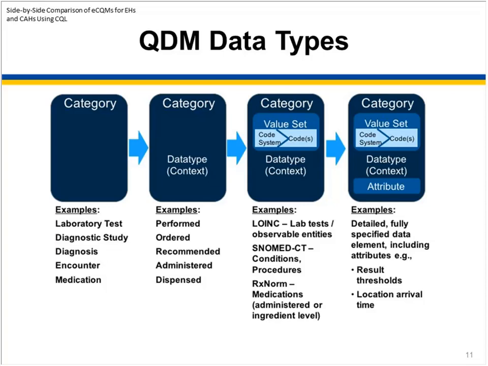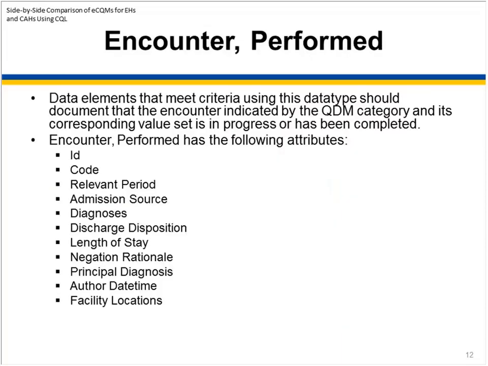And then for a fully specified data element, we also talk about the properties or attributes. So for laboratory test performed, you would have results. For encounter performed, you'd have the location, arrival time. So those are some examples. We'll talk more about the terminology aspect later in the presentation. This is an example then of encounter performed. You should be generally familiar with this.